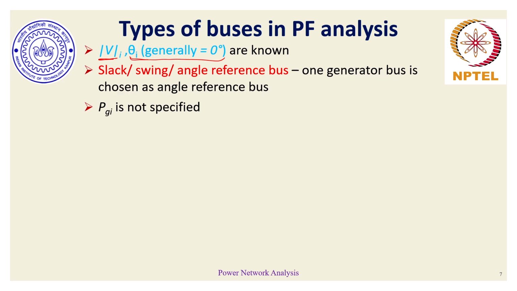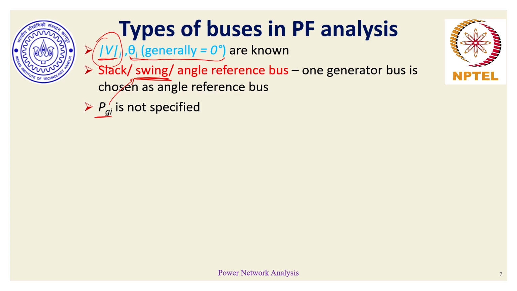In fact, the choice or the notion of calling it a swing bus is because among the generator buses or among the PV buses, we choose one of those buses to be an angle reference bus or swing bus. The value of PGi is intentionally not specified for this swing bus, which has a generator connected to it, and that's the reason why voltage magnitude becomes known, because from active power loss minimization, voltage settings could be obtained.